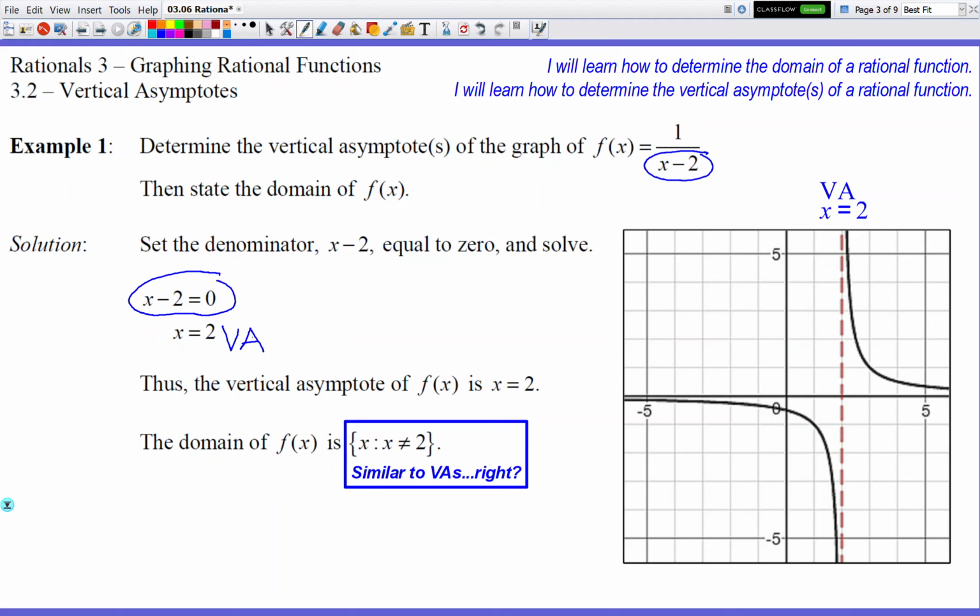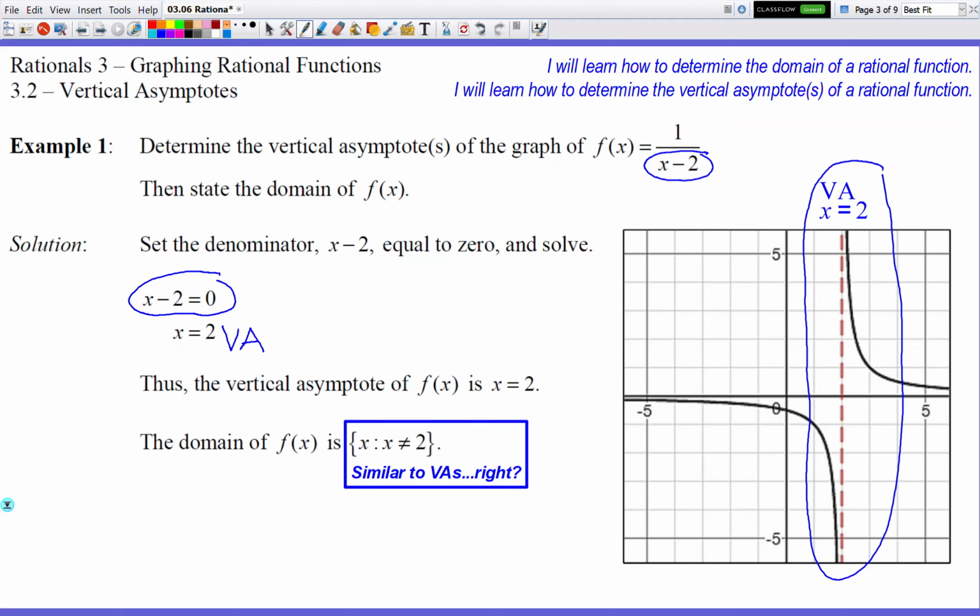As you can see here, if you look at the graph right here, we drew a red dashed line at the location x equals 2. Since it's a vertical line, we call it a VA, and it's located at an x value of 2. This time you can see it a little better because it's not overlapping the y-axis, so you can see the red color a little bit more pronounced.